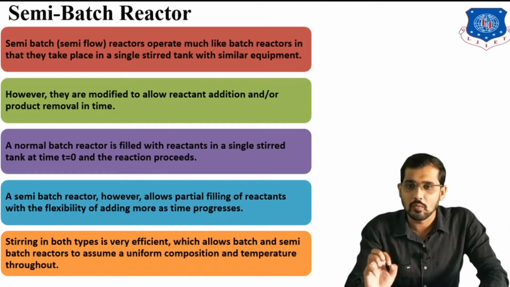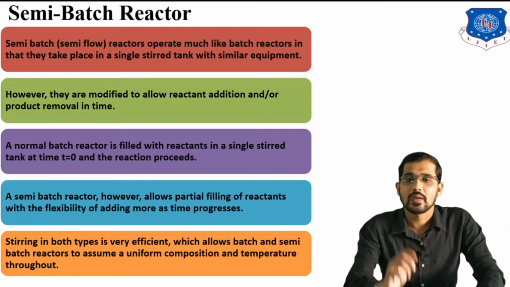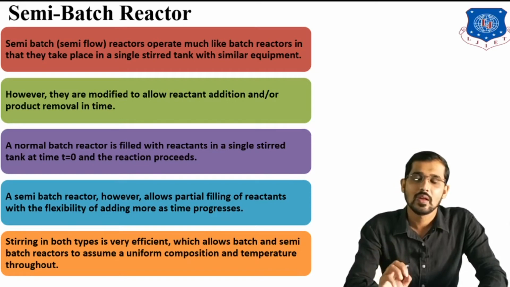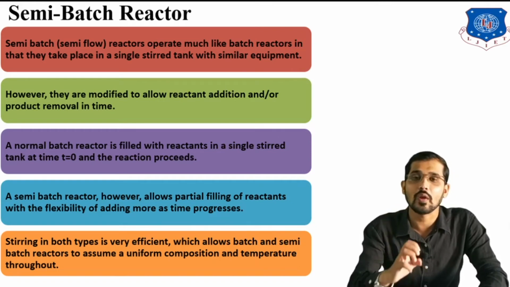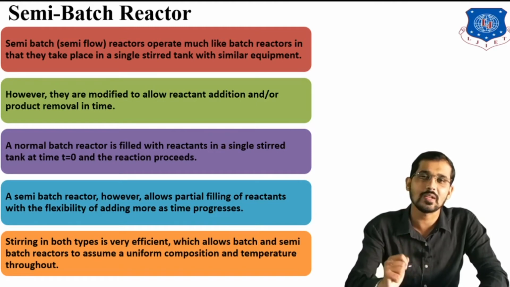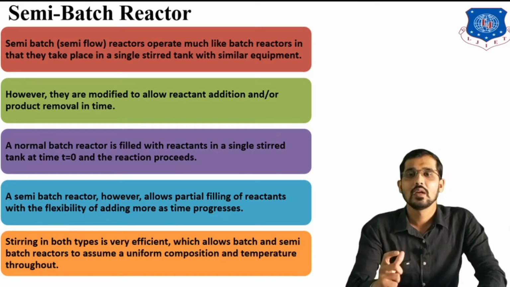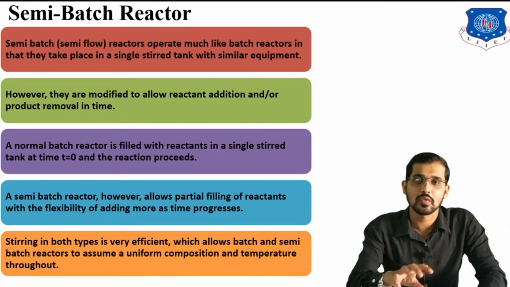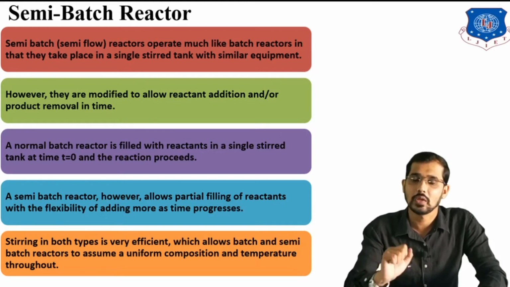Next point is, however, they are modified to allow reactant addition or product removal in time. I told you there is a difference between batch reactor and semi-batch reactor. In semi-batch reactor, we can put or withdraw anything during the reaction. So that is nothing but the meaning of this second point. We can withdraw or we can put anything during the reaction, but in batch reactor, this is not possible. Okay, so in viva, this question can be asked: what is the difference between semi-batch reactor and batch reactor? So this is the answer. In batch reactor, we cannot put or withdraw anything during the reaction, but in semi-batch reactor, this is possible. We can put or withdraw anything during the reaction.